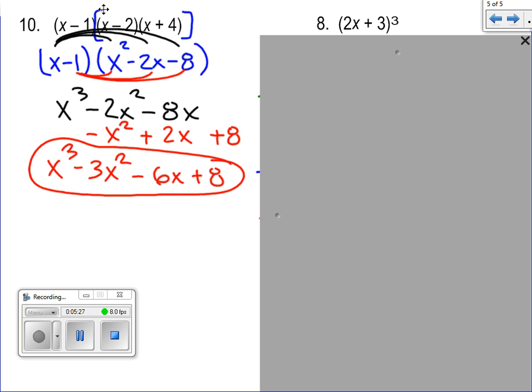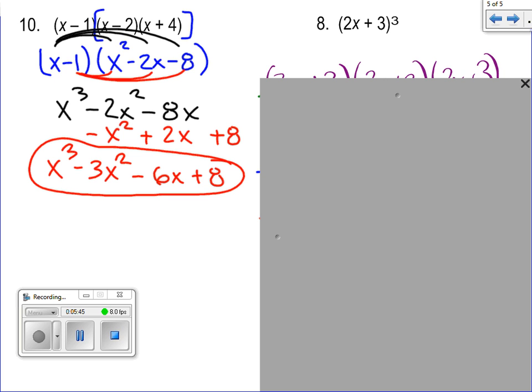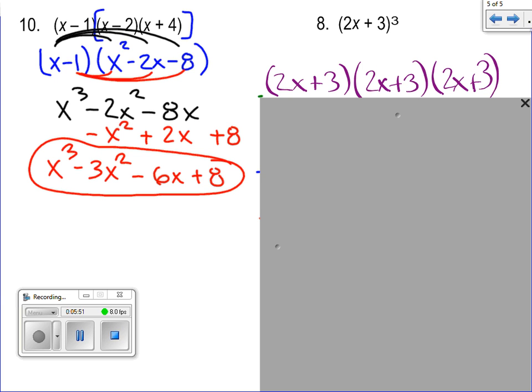Now, I know all of that was very fast. Please feel free to rewind, go back, pause, watch again. Problem number 8, I'm going to let you try on your own. So if you know what to do here, just pause. If you didn't know what to do, the first step is to write that cube of a binomial as 3 binomials multiplied together. The same binomial multiplied together 3 times. So 2x plus 3 times 2x plus 3 times 2x plus 3.